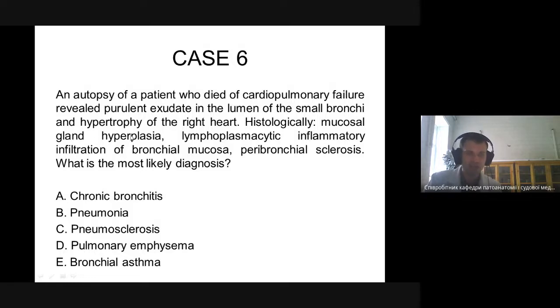Mucosal gland hyperplasia, where is the small bronchi? Lymphoplasmacytic infiltration in bronchial mucosa. So the problem was in bronchi. Was it acute or chronic? Chronic.